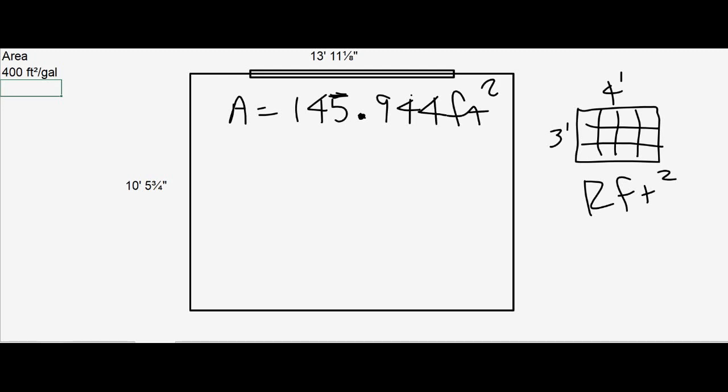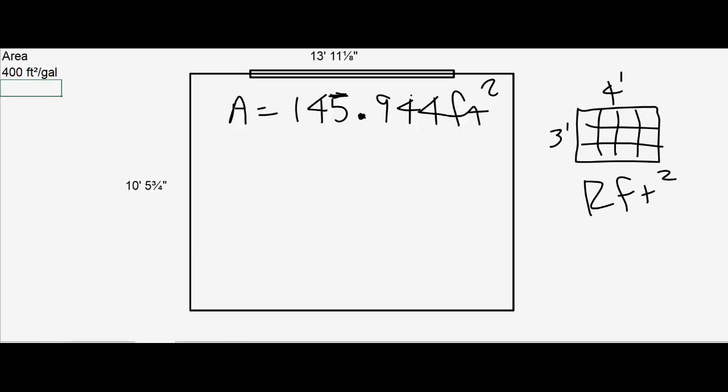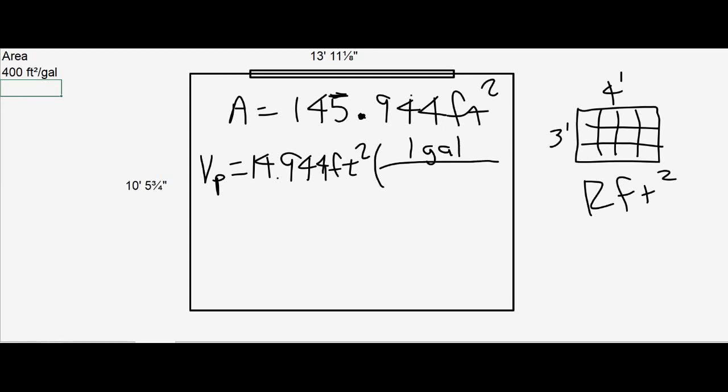Now to figure out my paint, I take my 400 square feet per gallon. And so I have, I'm going to write this out. I have 145.94 square feet. I'm going to multiply that. So my volume of paint equals 145.944 feet squared times 1 gallon. We've done this before with our units per 400 square feet.